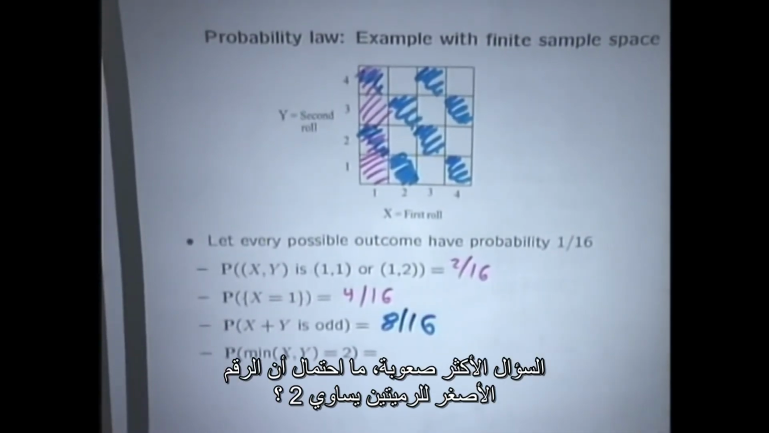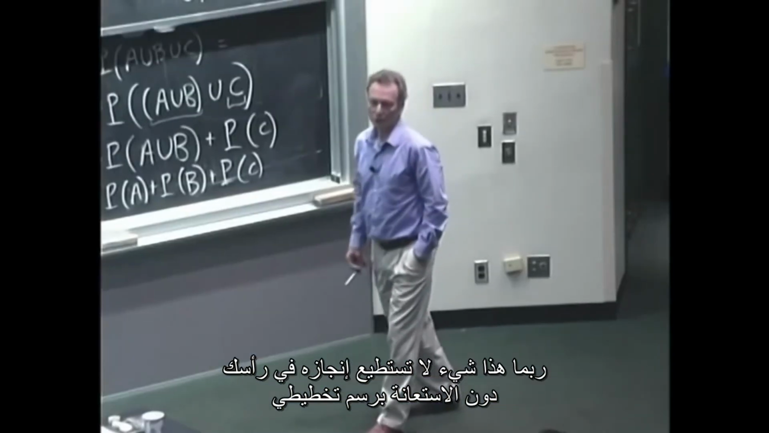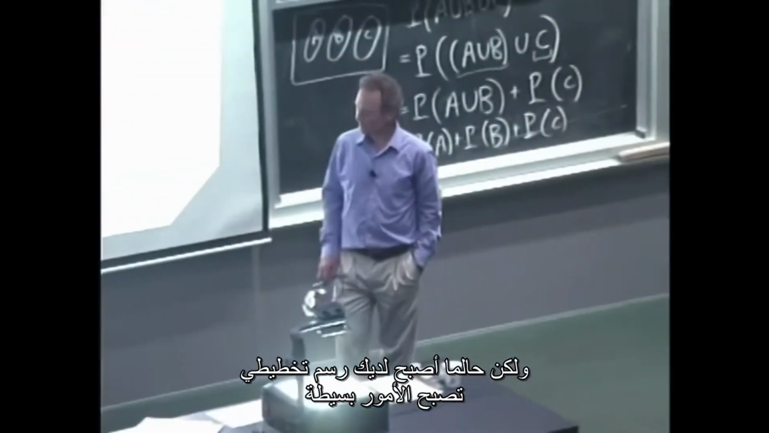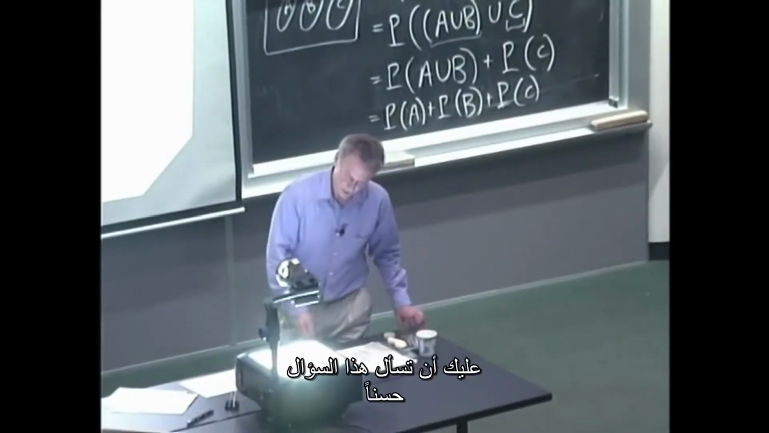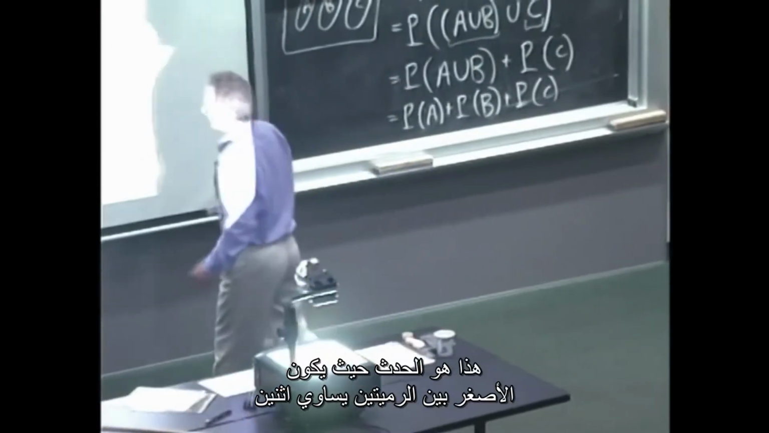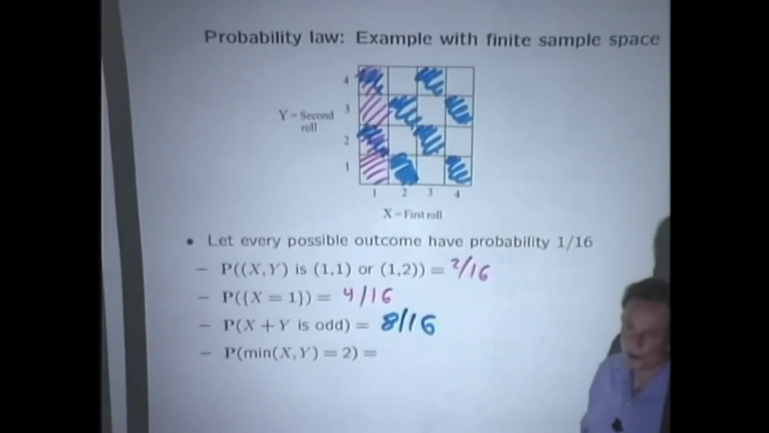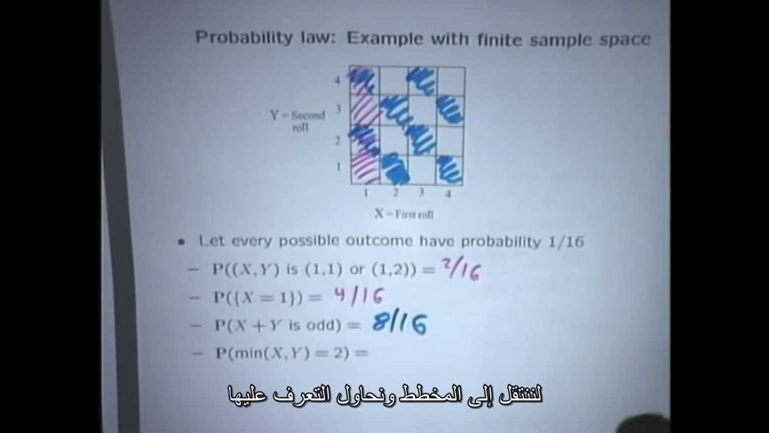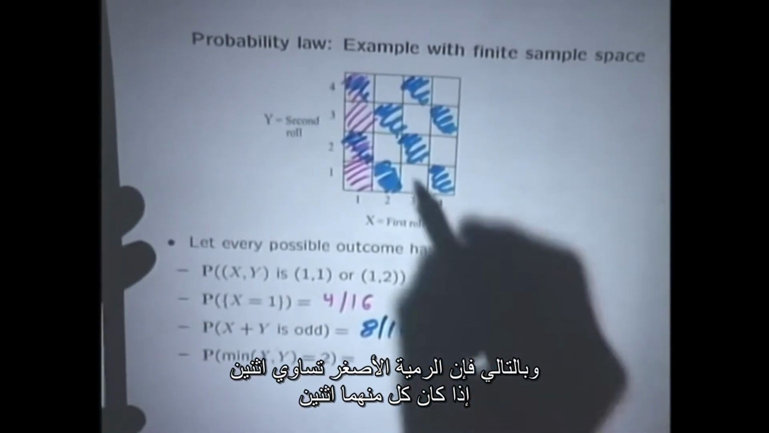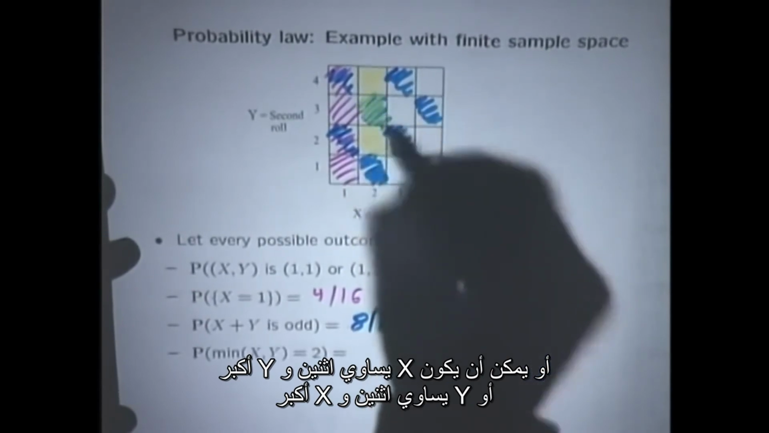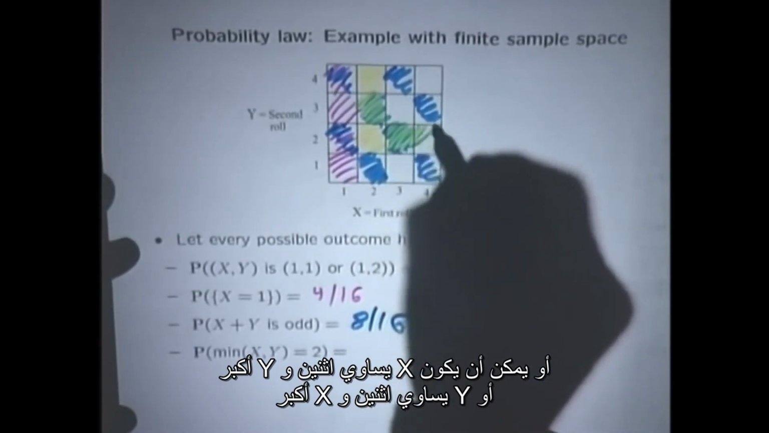And harder question, what's the probability that the minimum of the 2 rolls is equal to 2? This is something that you probably couldn't do in your head without the help of a diagram. But once you have a diagram, things are simple. You ask the question, okay, this is an event that the minimum of the 2 rolls is equal to 2. This can happen in several ways. What are the several ways that it can happen? Go to the diagram and try to identify them. So the minimum is equal to 2 if both of them are 2s, or it could be that X is 2 and Y is bigger, or Y is 2 and X is bigger.